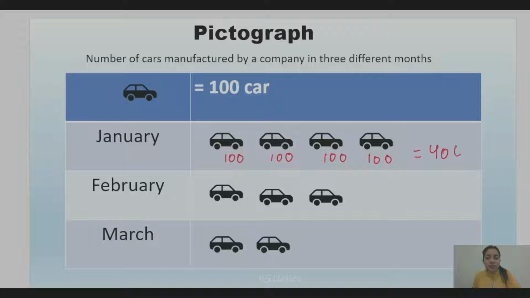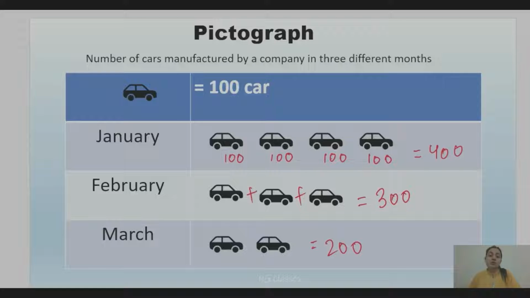It's 400, right? Similarly, if I need to check the total number of cars manufactured by the company in the month of February, I will take this plus this plus this. I will just add all these three and it's 300, right? In the month of March, it's 200. So this is the pictorial representation of data, but it takes a lot of time to draw a certain figure and to represent it.